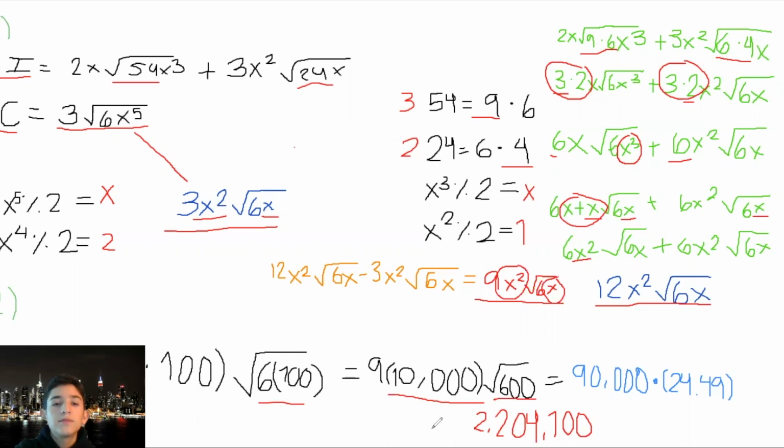Then I just have to multiply everything. First, it is the 9 times the 10,000, so it is 90,000. And the square root of 600, it is not exact, but it is 24.49. And multiplying this, it will give me an amount of 2,202,100. And that will be it. Thank you.